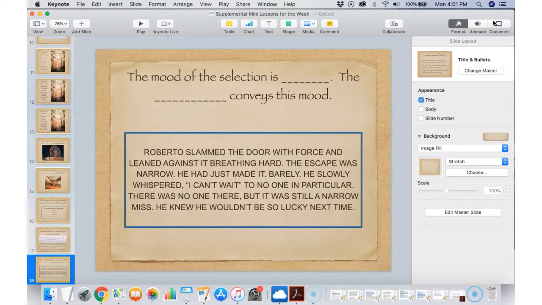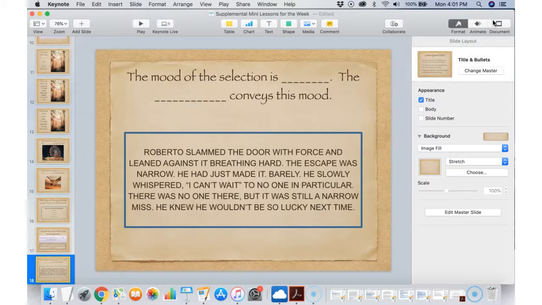Roberto slammed the door with force and leaned against it, breathing hard. The escape was narrow. He had just made it, barely. He slowly whispered, "I can't wait," to no one in particular. There was no one there, but it was still a narrow miss. He knew he wouldn't be so lucky next time.